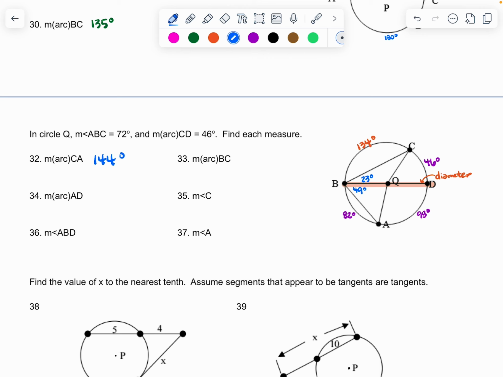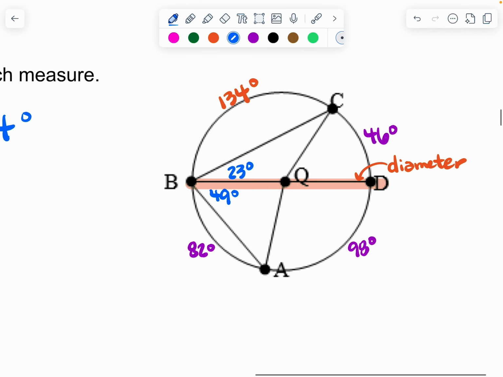All right, then we want the measure of arc BC. Well, I've already got that labeled in my picture. Yay me. So 134. Then we want AD, 98. Again, I've already done all this math, so I'm just filling in answers. The measure of angle C. That one I haven't gotten yet. Let's come back to that one in just a second. Actually, no, let's not. Let's go ahead and take care of it.